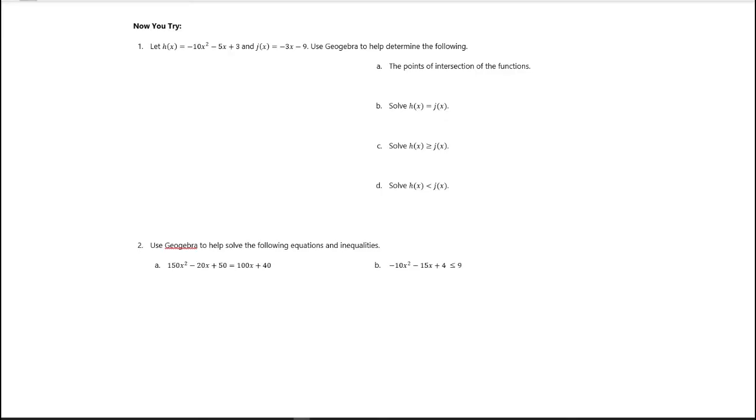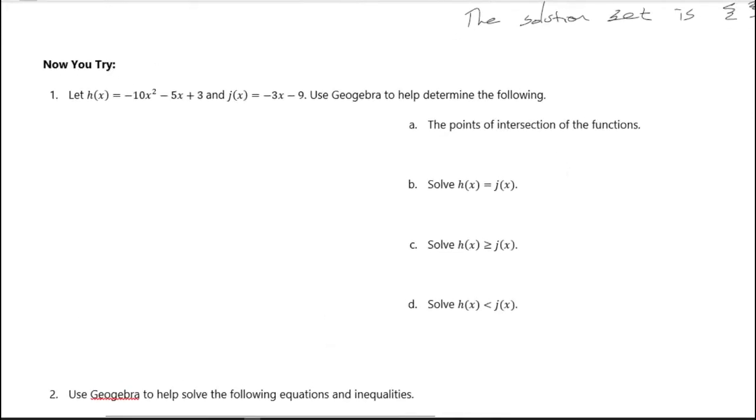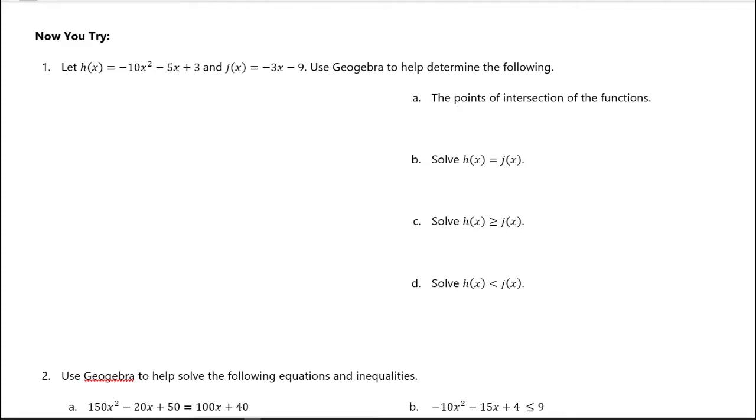Welcome back, everyone. Let's look at the Now You Try problem for solving equations and inequalities graphically using GeoGebra. Here, for the first problem that we're looking at, we have functions h of x equals negative 10x squared minus 5x plus 3, and j of x equals negative 3x minus 9, and we want to use GeoGebra to help us get through these.